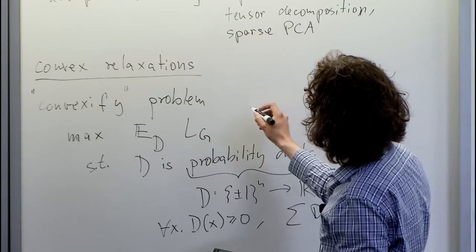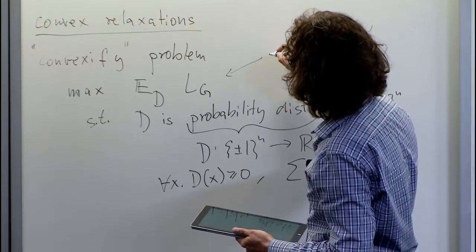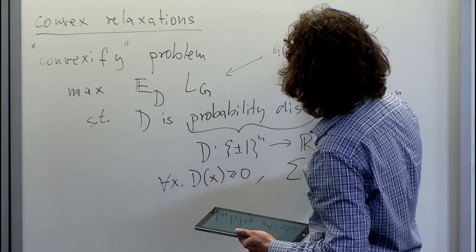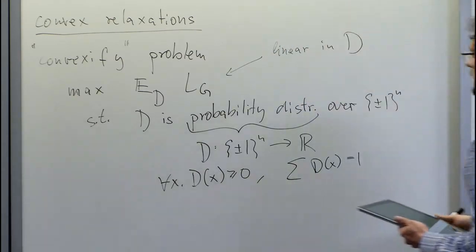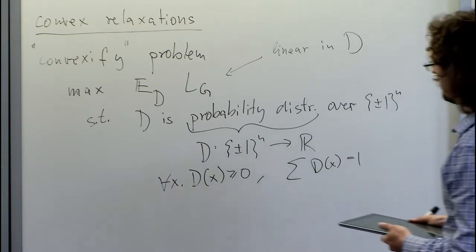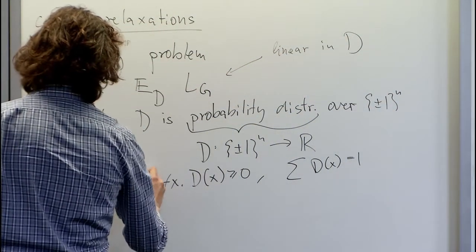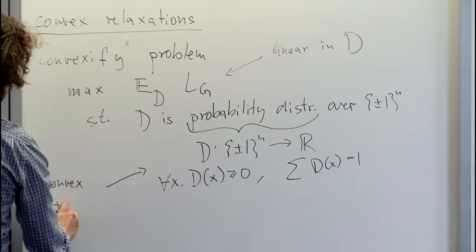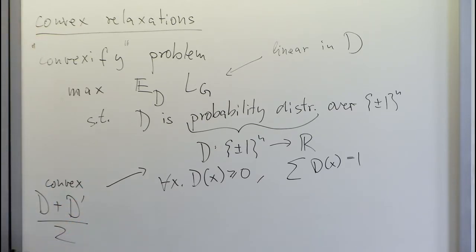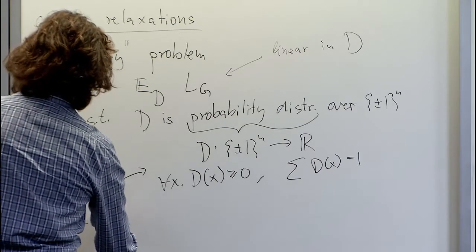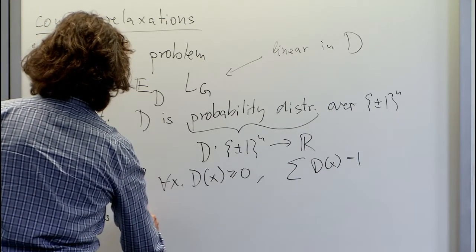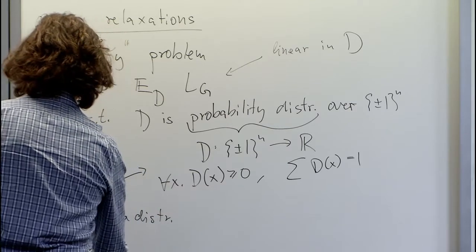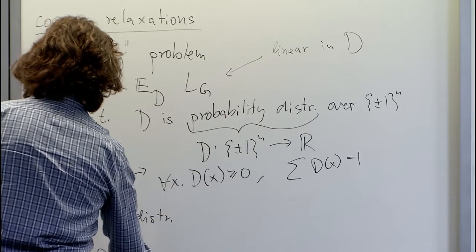And so that's a distribution. What did we gain? One thing we gained is that now this objective function is indeed linear. Another thing that we gained is that now the problem is convex, in the sense that if you take two distributions over the hypercube, D and D prime, and you take a convex combination, thinking of them as functions, then this is again a distribution.